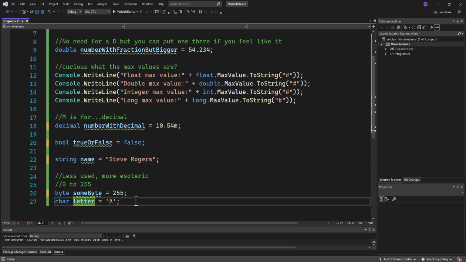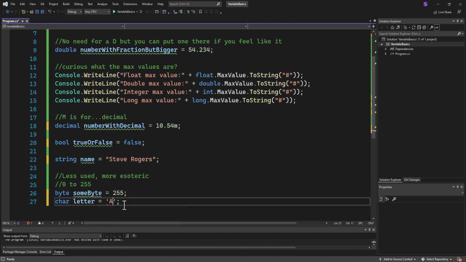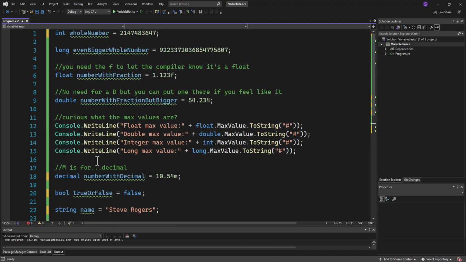And char is for a single letter, right? So notice I put single quotes. Okay, char is single quotes, string is double quotes. And then inside you could put a singular letter. If you try to put more than one, you will get a compilation error basically saying too many characters in character literal. Basically saying, hey, you said this was a char, so therefore it's got to be just one letter. That's it. All right, these are all the data types.